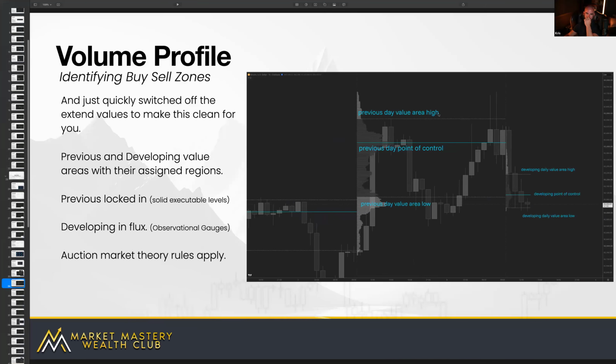So previous day value area high, the previous day point of control, and the previous day value area low. And then when we have the new one, it's the developing daily value area low, point of control, and developing value area high and low. So the previous locked in are solid executable levels, guys. So we can execute off those. Developing, in flux, is observational gauges.